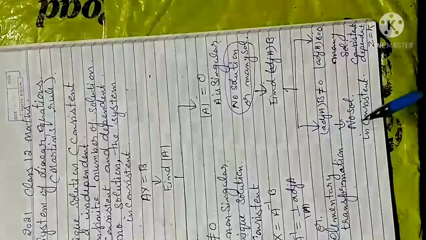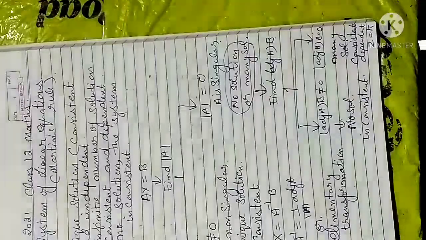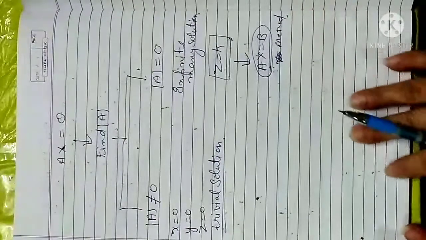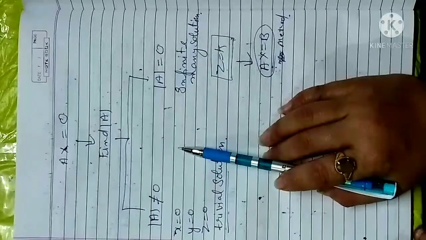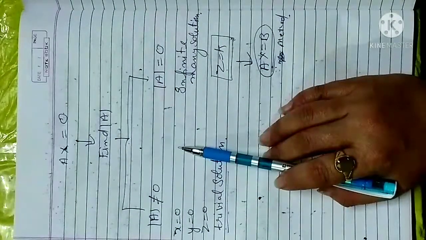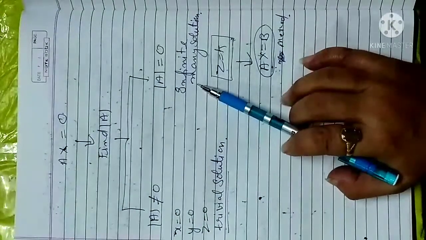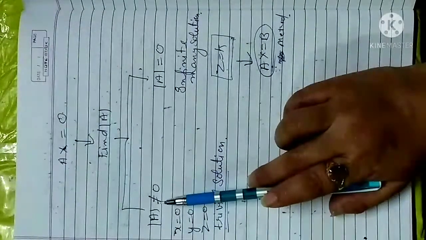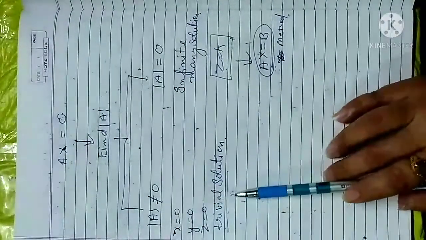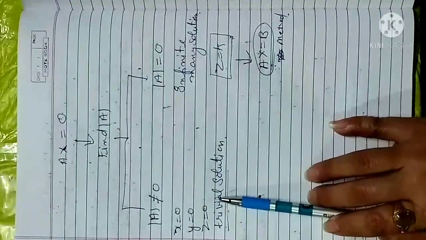That means a solution is not possible for these equations. Further, if you have a condition where in place of B there is a 0 matrix, a null matrix, how will you find whether there will be a solution or not? In that case only two cases arise: either infinitely many solutions or the trivial solution. You can check again with the determinant. If your determinant is not equal to 0, then it will be the trivial solution: x is equal to 0, y is equal to 0, z is equal to 0.